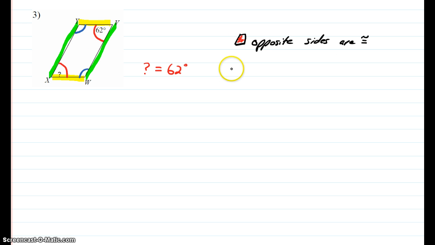So we know opposite sides are congruent. We also know that opposite angles are congruent.